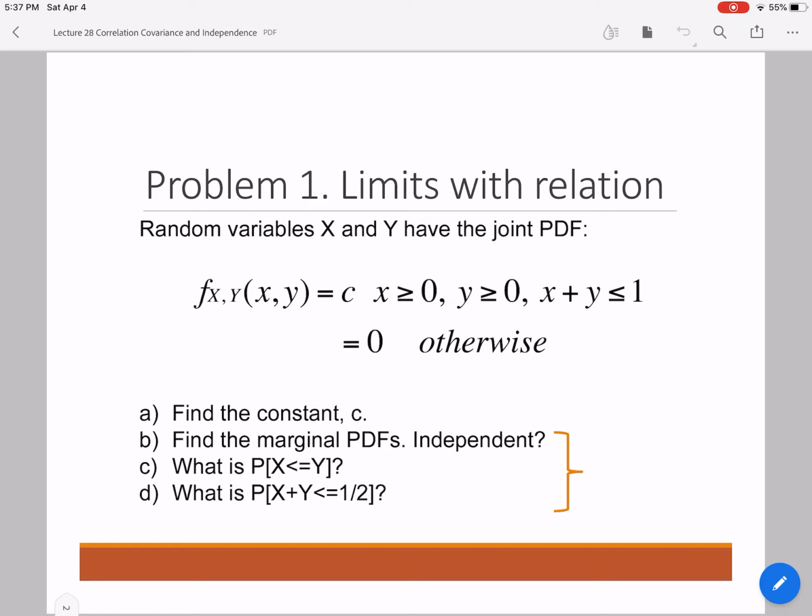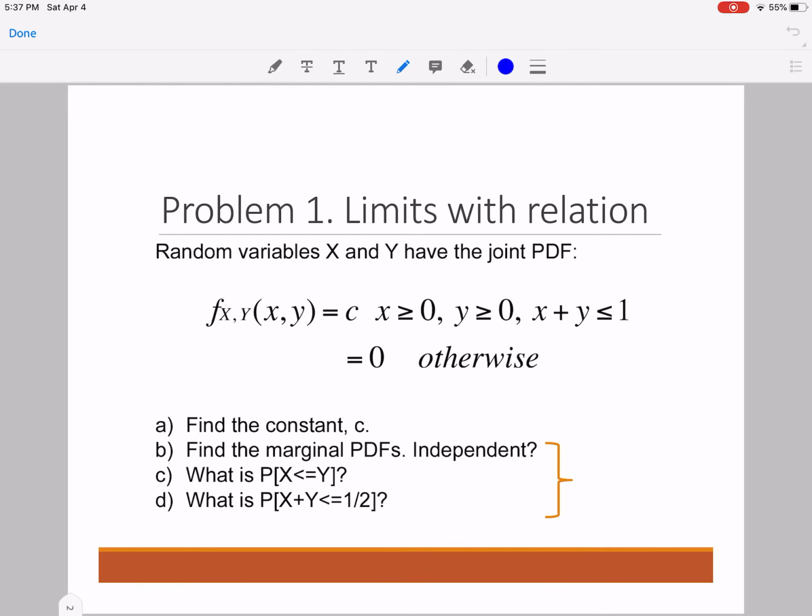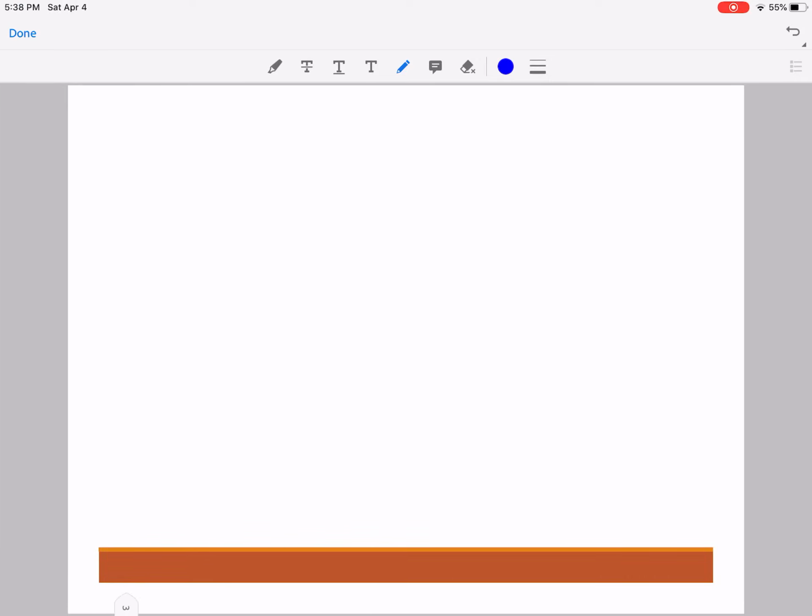So let me solve this problem for you guys one more time, or rather I have not solved this before, so let me solve this problem for you. In this problem, we have already found the value of C as 2. So with that, let's find the marginal PDFs of x and y, because I think that's where most of the students have gotten it wrong. Students were fairly good at calculating these two probabilities. So in general, I am happy with the performance, but let's practice how to find the limits of integration appropriately.